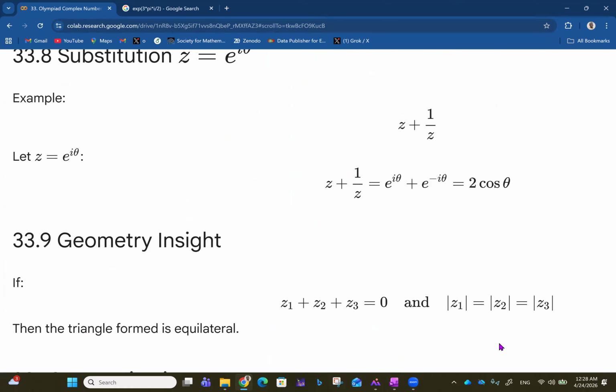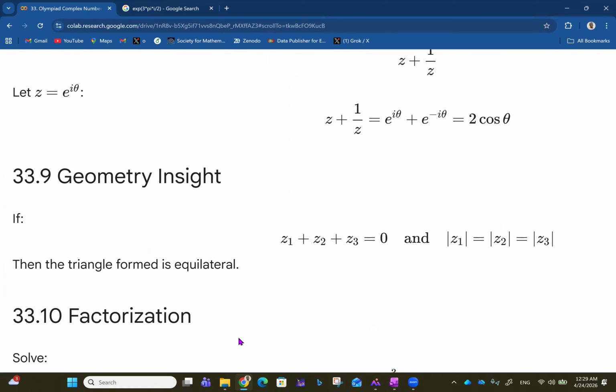Now we go for geometric insight. If z1 plus z2 plus z3 is equal to 0, and the modulus of z1 is equal to the modulus of z2, which is equal to the modulus of z3, then we can say that the triangle formed is equilateral.